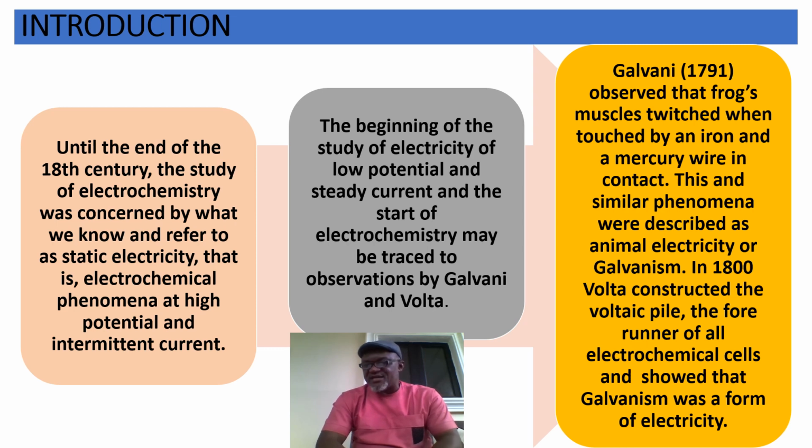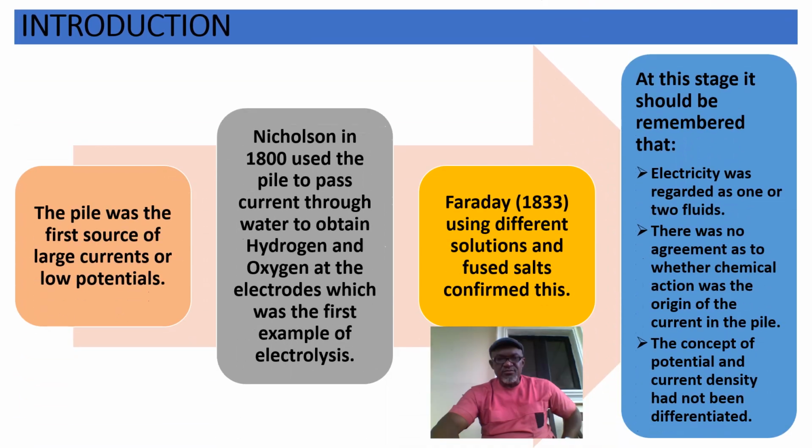Now it was after that Volta constructed a voltaic pile, and that is what we can call the forerunner of all electrochemical cells. And he used that to run experiments to confirm that galvanism is also true. Now that voltaic pile was the first source of large current or low potentials. Further to that, Nicholson in 1800 used that pile again to pass current through water to obtain hydrogen and oxygen at the electrodes, which was the first example of electrolysis.